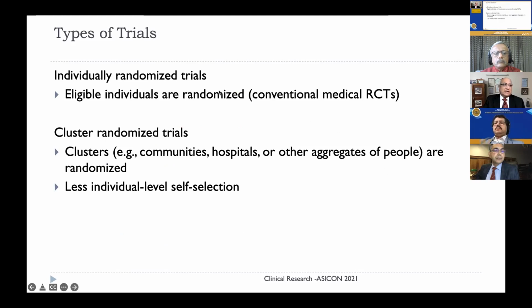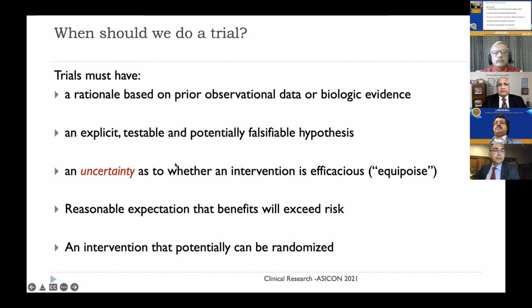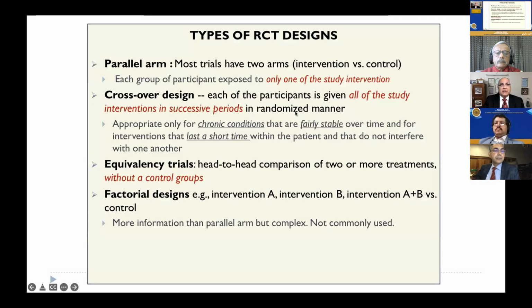These can be individual randomized controlled trials, which are hospital based, or the whole hospital can be assigned to one of the interventions, and that is called cluster trials. But before we do the trial, uncertainty and equipoise are necessary. You cannot do a randomized controlled interventional trial when the answer is already established, as told by the other speakers: once you have an answer to a research question, there's no point in doing this. There are different designs: parallel arm, crossover design, equivalence trials, factorial designs.